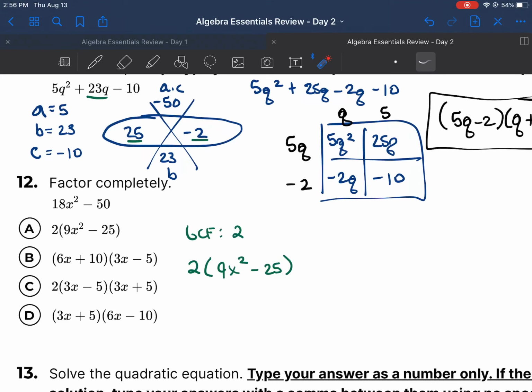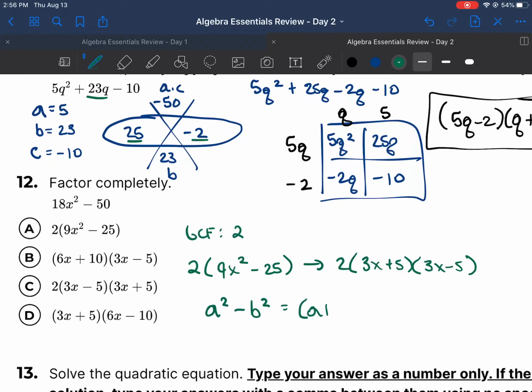So the way that this would break down, if you have a difference of two squares, is that we would have our GCF on the outside, and these would be our factors, 3x plus 5, 3x minus 5, and that is because a difference of two squares, a squared minus b squared, is equal to a plus b times a minus b. And this is answer choice C.